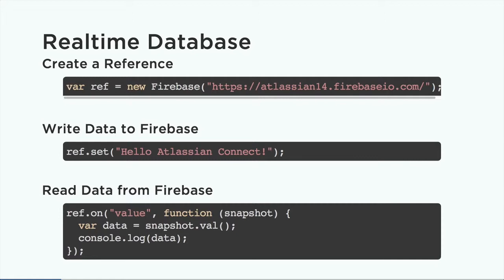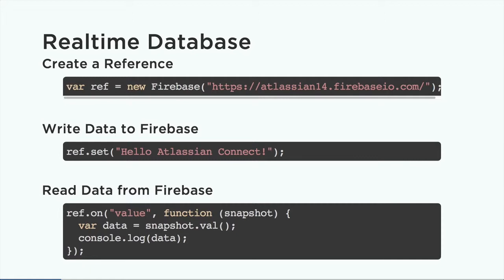So since we're building an add-on for Atlassian Connect, we're going to do it in JavaScript and HTML. Most of the samples here are going to be JavaScript. And I want to briefly show you what it takes to get started with Firebase. The first thing we want to do is create a reference to our data. So the first line up there is just creating a new Firebase reference. And our data happens to be at atlassian14.firebase.io.com. And then I want to store a piece of data to that Firebase. On the reference that I've created, I just call set. I'm passing in a string in this instance, but I can pass in an arbitrary JSON object or a number or a list.